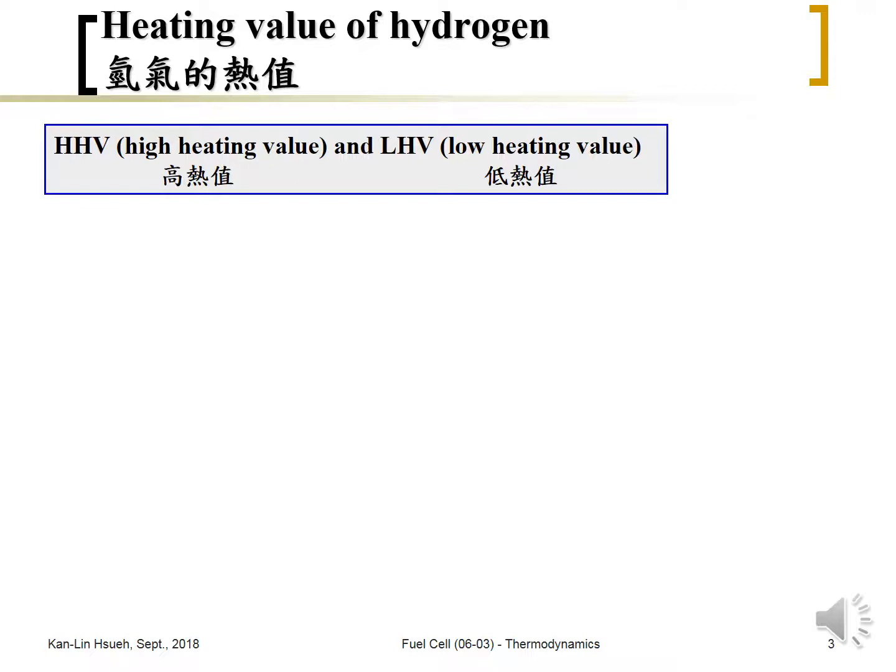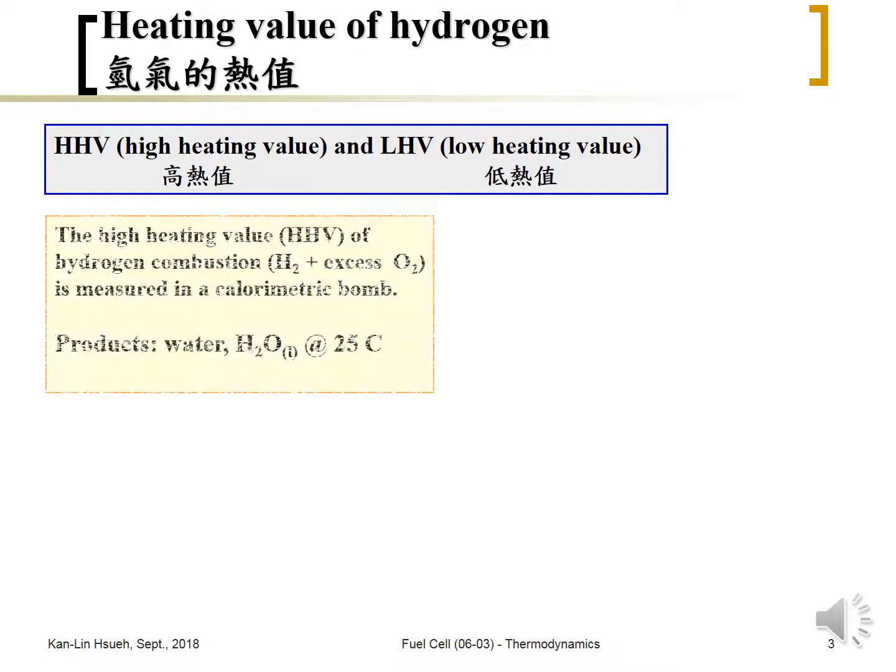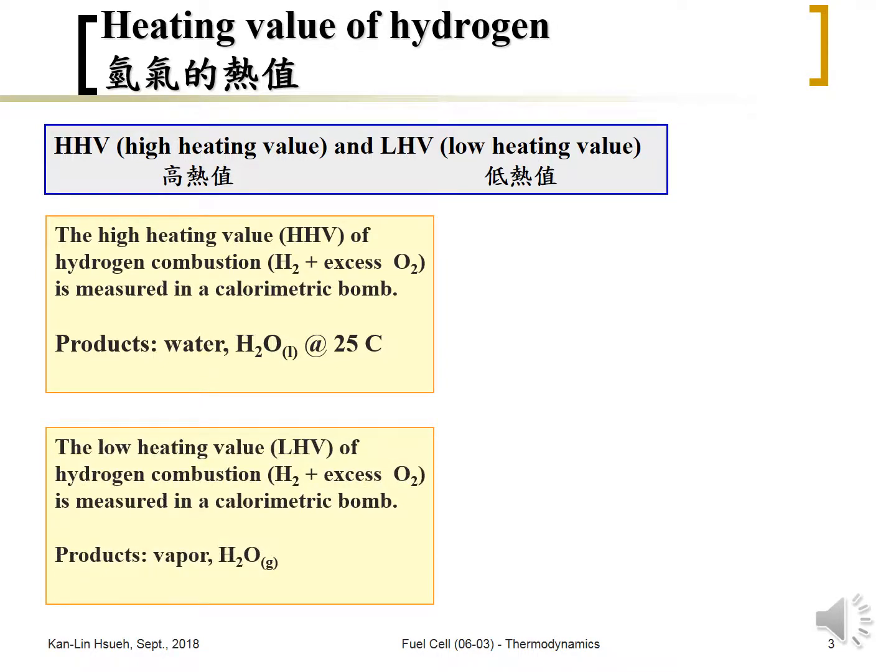Let's see, the heating value can be divided into the high heating value and the low heating value, HHV or LHV. The high heating value, as we mentioned before, is the combustion of hydrogen with an excess of oxygen, so we make sure all the hydrogen in a calorimetric bomb is completely consumed. The product is then liquid water, and this we call the high heating value. The low heating value is when the product is gas phase water.